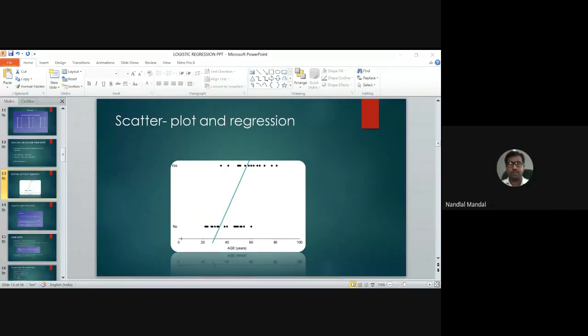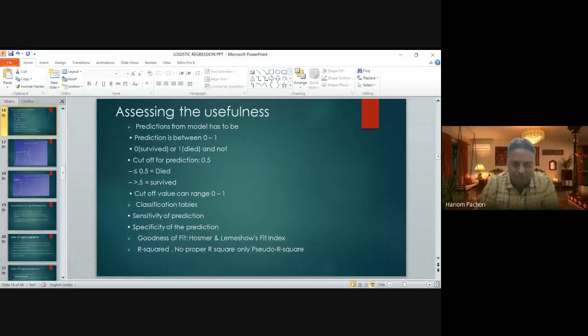Sir, the slide is not moving. How can we understand? We are on slide number 13. Why is the slide not moving? Sir, instead of sharing the presentation, please share the screen. Okay, instead of presenting, click on share screen. Now you can see.